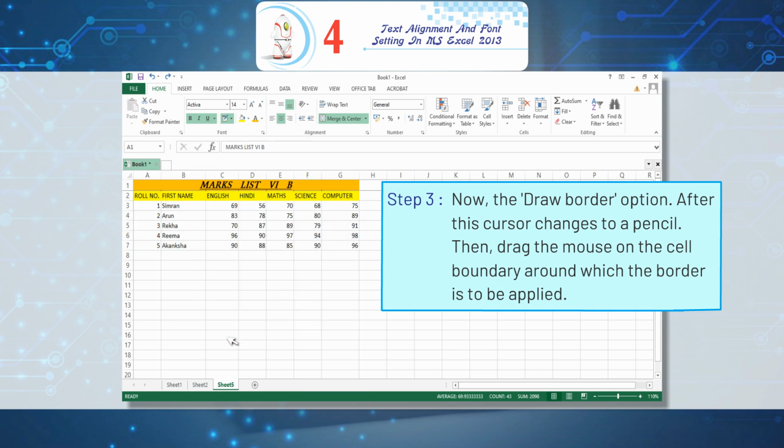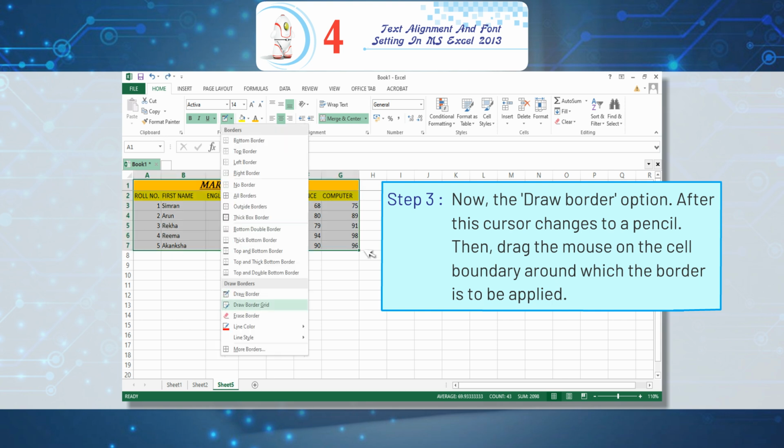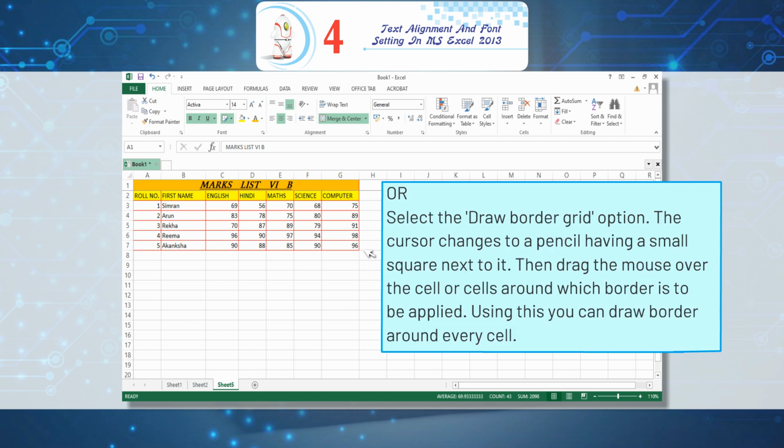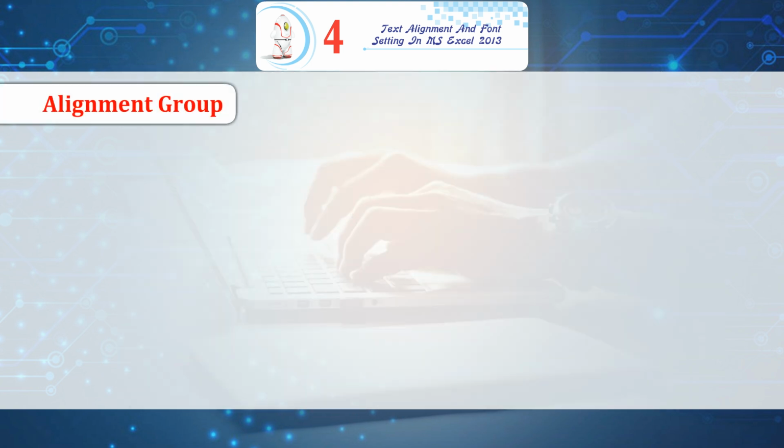After this, cursor changes to a pencil. Then drag the mouse on the cell boundary around which the border is to be applied. Or select the Draw Border Grid option. The cursor changes to a pencil having a small square next to it. Then drag the mouse over the cell or cells around which border is to be applied. Using this, you can draw border around a cell group.